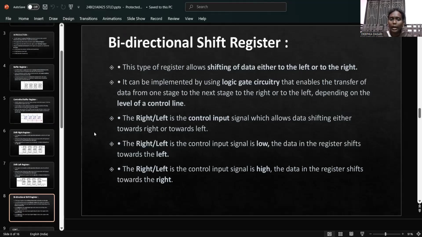The right or left signal is the control input, which allows data shifting either towards the right or towards the left. When the right or left control input signal is low, the data in the shift register goes towards the left. When the control input signal is high, the data in the shift register enters towards the right side.